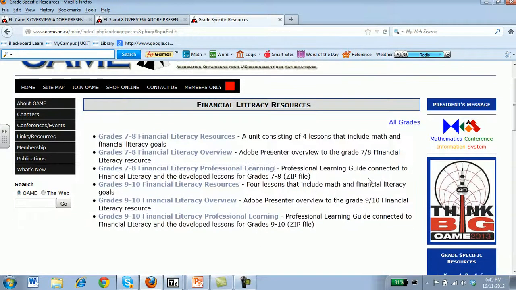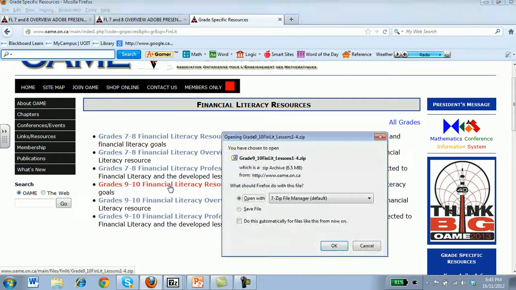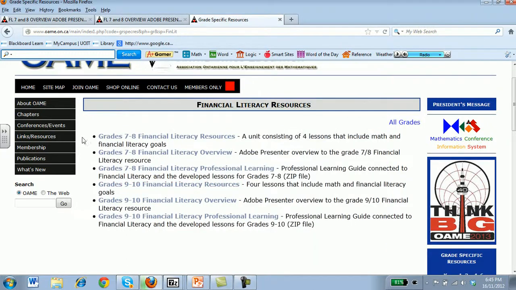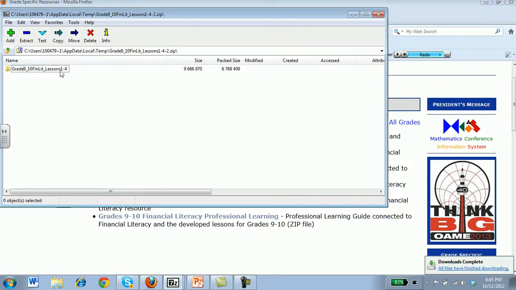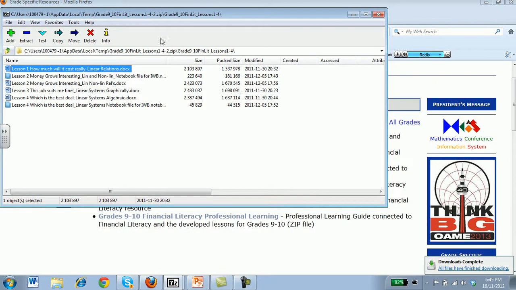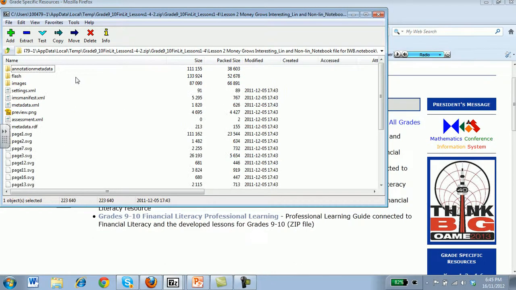So back to this, and then there's some professional learning guides, but again, these are just those presentations that I talked about, as well as activities. And then the grade 9 lessons are slightly on different topics and different math strands. It's on linear relations and non-linear relations, linear systems graphically, and systems algebraically. So again, these are all topics with different content with respect to financial literacy.